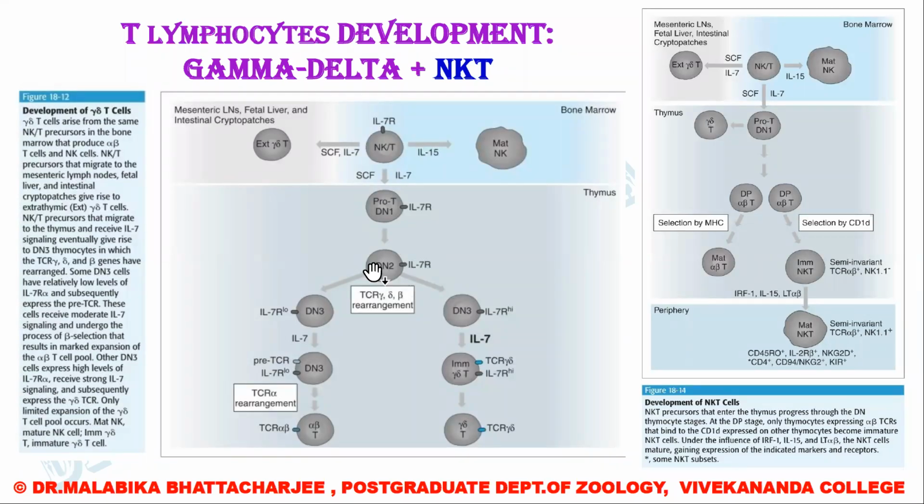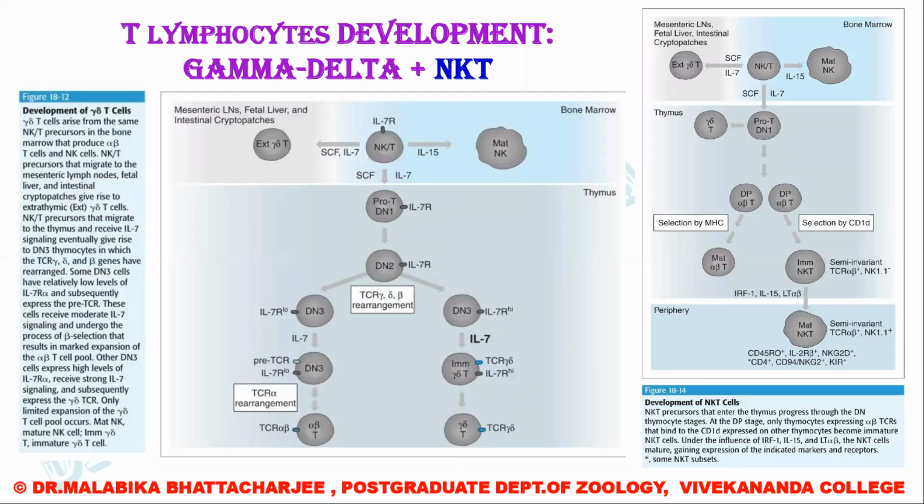If the double negative 3 cells express a high level of the interleukin 7 receptor alpha, that is, they are receiving strong interleukin 7 signaling, it is these cells that mature to the gamma delta T cells. So, in a very simple manner, double negative cells receiving the complete signaling of interleukin 7 mature to the gamma delta T cells, while the double negative cells which do not receive the IL-7 signaling to its highest or fullest extent mature to the alpha beta T cells.